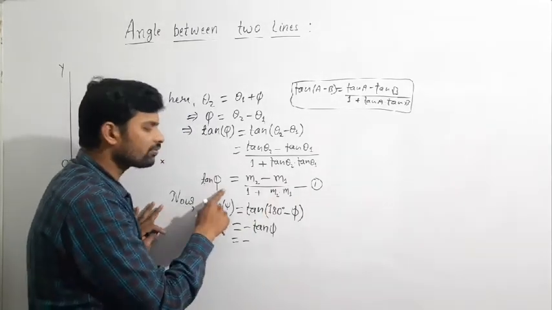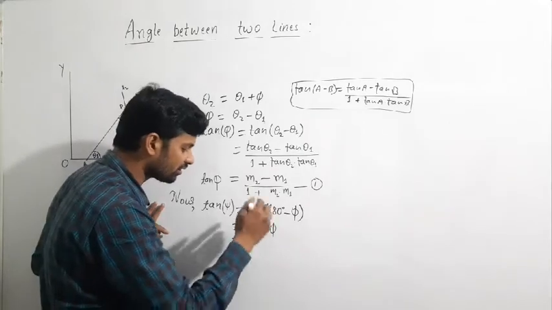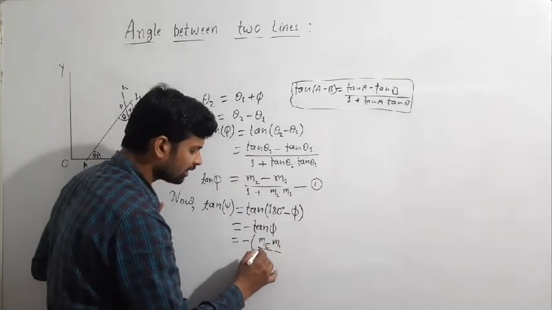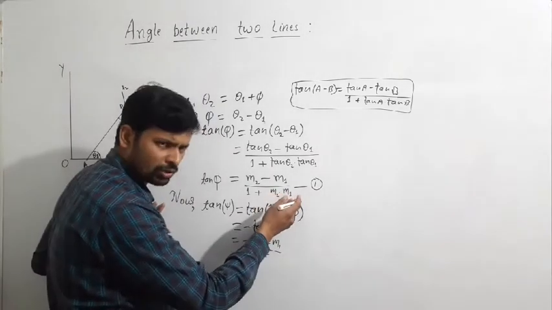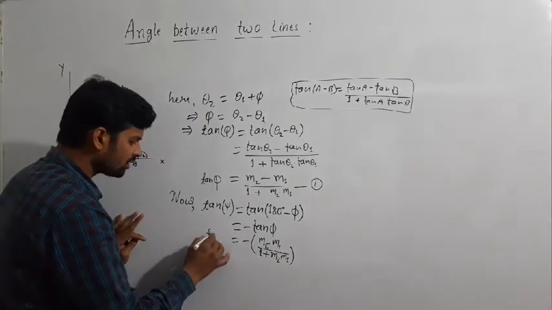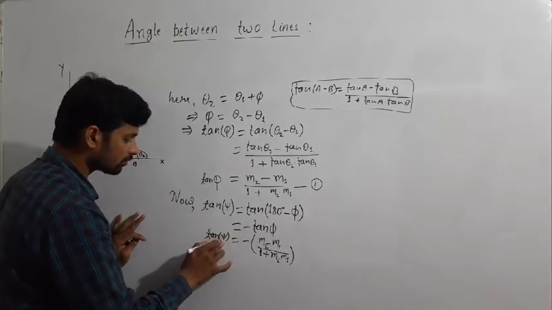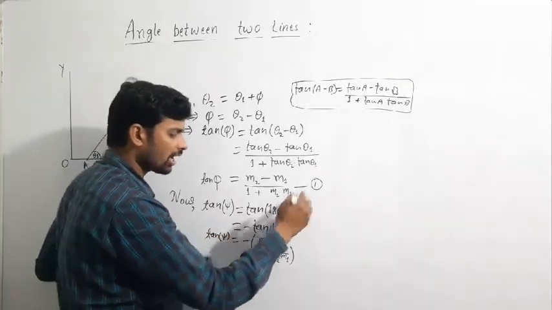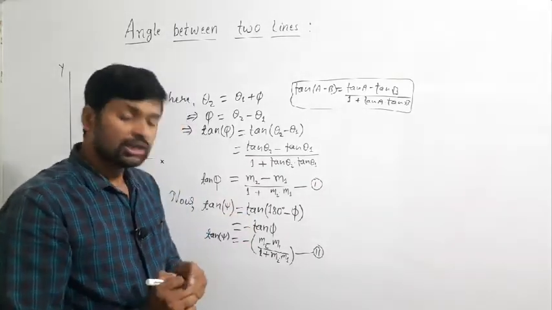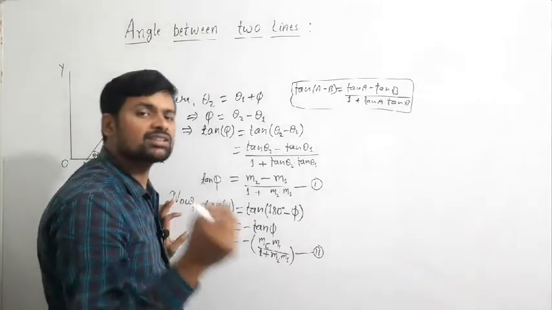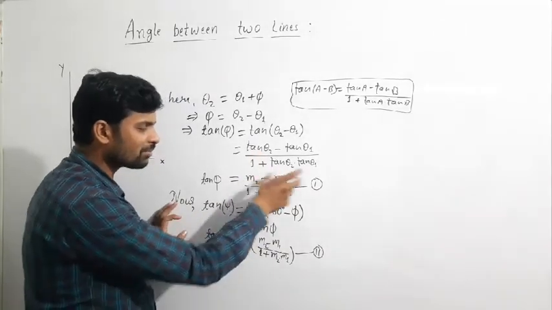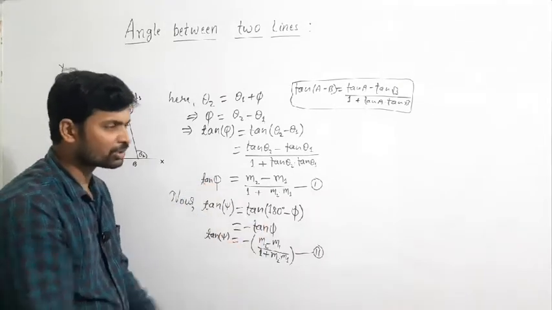From equation 1, we have the value of tan phi, so we can use this value here. After the minus sign, we put m2 minus m1 divided by 1 plus m2 into m1, or you may write m1 into m2 also. Both have the same meaning. So the tangent of the other angle between these two lines is equal to minus of the same thing obtained in equation 1. From 1 and 2 we observe that if the angle between these two lines is assumed to be theta, then tan theta is equal to either plus or minus (m2 minus m1) by (1 plus m1 m2). This is very clear from equations 1 and 2.